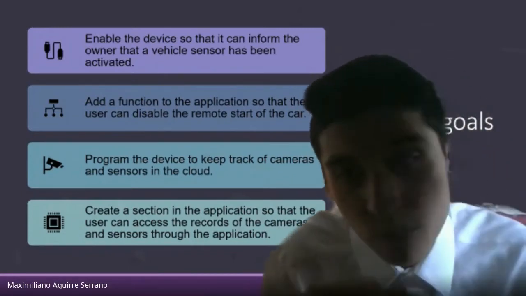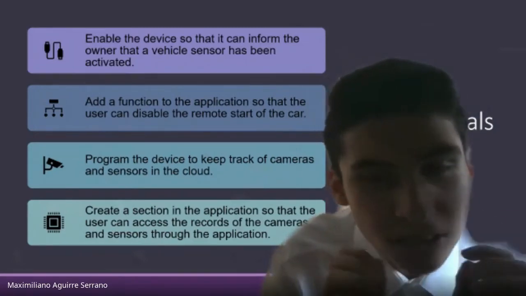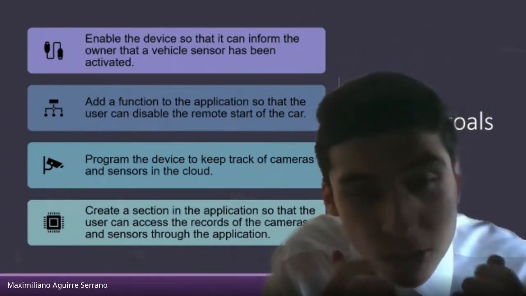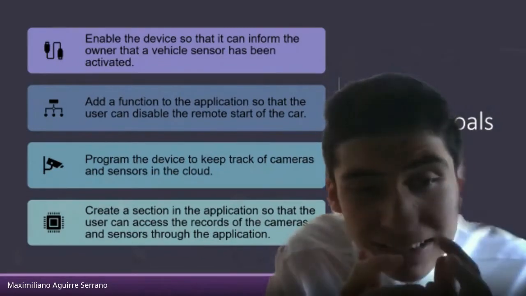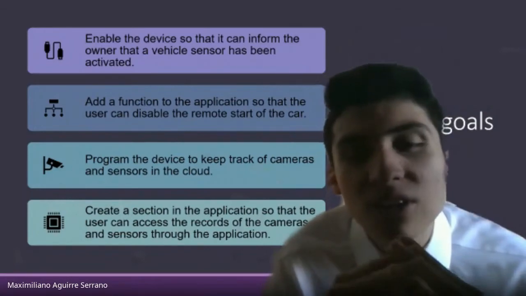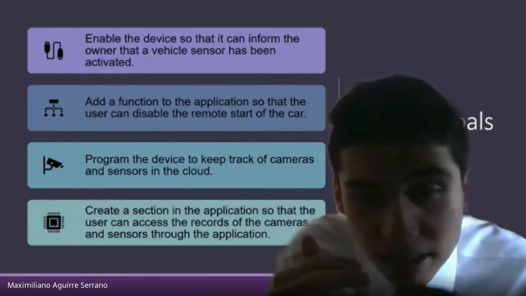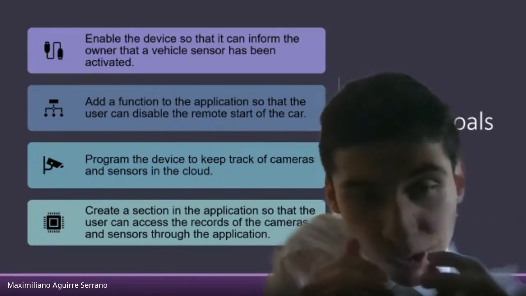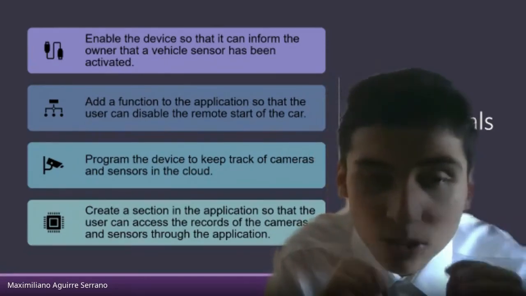Next point, program the device to track the camera and sensor in the cloud. To implement this system, we have a camera that, when it detects that the sensors are activated, will activate, and all the recordings are saved in the cloud, linked to Google.